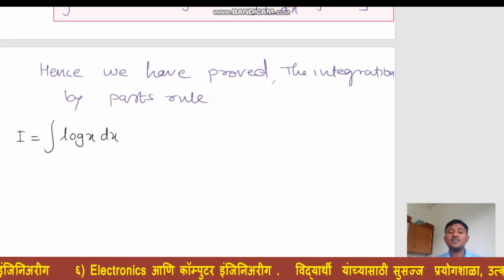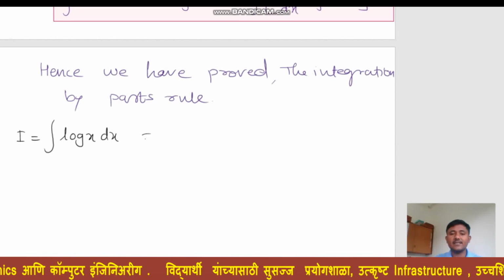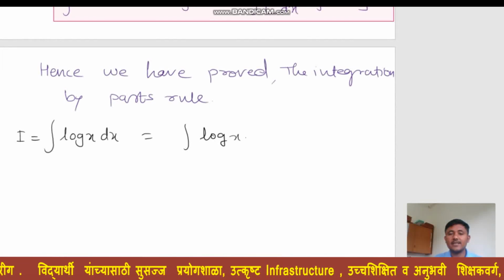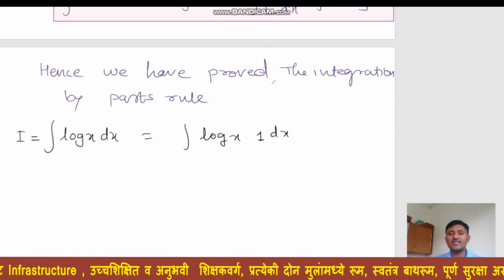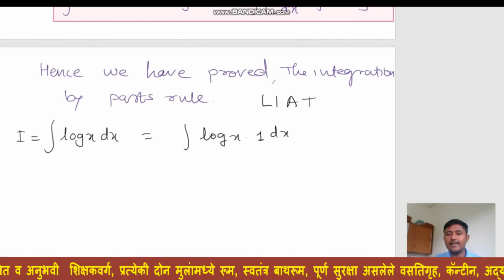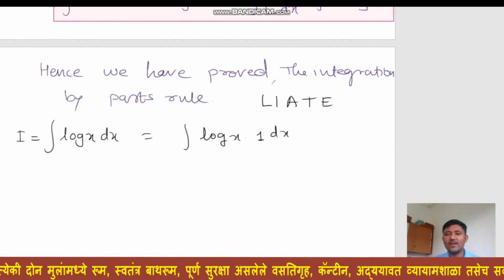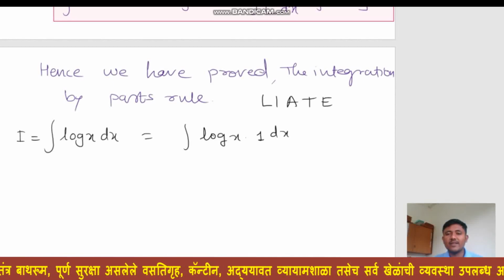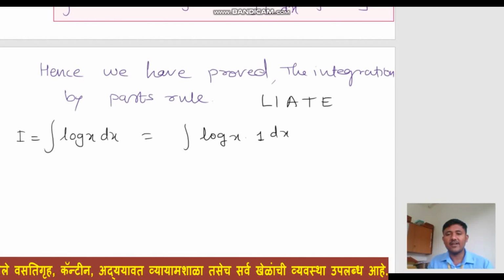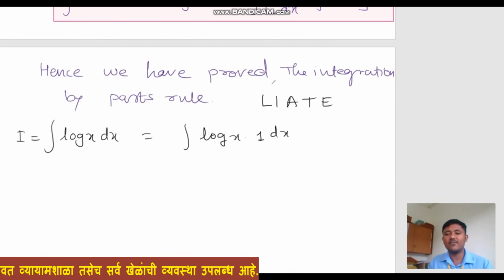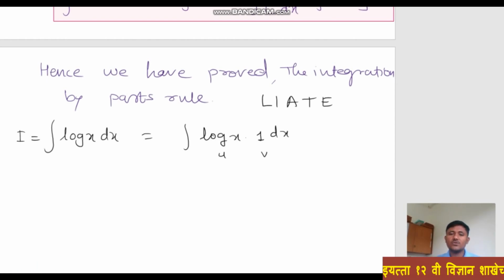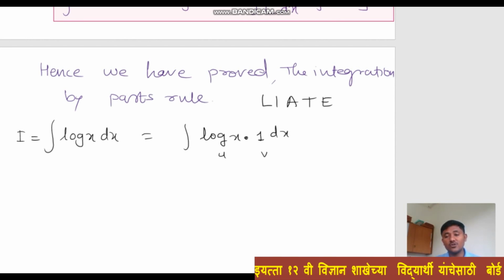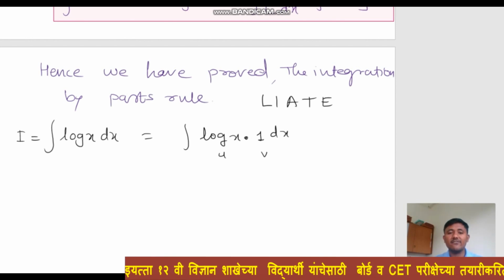To solve this integral we have to use the integration by parts rule. The integral will be written as integral of log of x into 1 into dx. Okay, basically this rule is applicable using LIATE: L stands for logarithmic functions, I stands for inverse trigonometric functions, A stands for algebraic functions, T for trigonometric functions, and E for exponential functions. So clearly we have log of x, that is the first function. So I have chosen this as u and this as v. There is no second function, so it should always be taken as 1. That will be the second function.